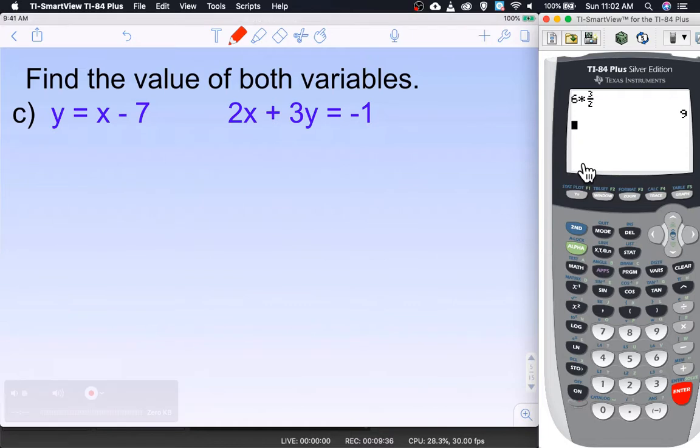So, I would like you to pause the video, and I would like you to do this problem right now. When you are ready to continue, hit play, and we'll go through it together.